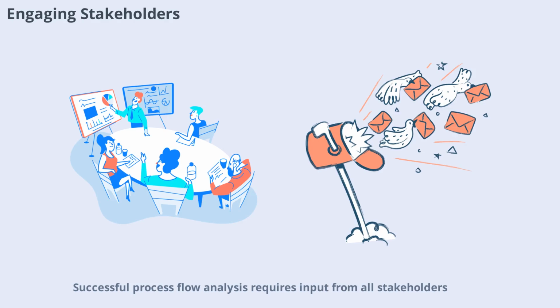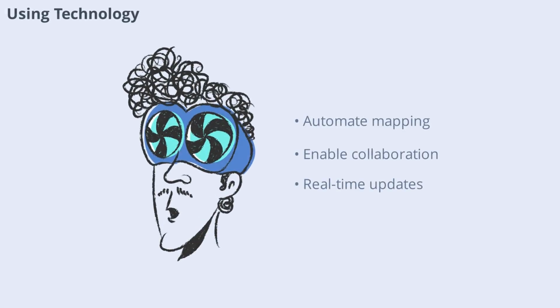Successful process flow analysis requires input from all stakeholders, including employees, managers, and customers. Engaging these groups ensures that the analysis reflects real-world conditions and addresses everyone's needs. Regular feedback sessions and collaborative workshops can foster buy-in and generate valuable insights. Technology plays a vital role in modern process flow analysis.